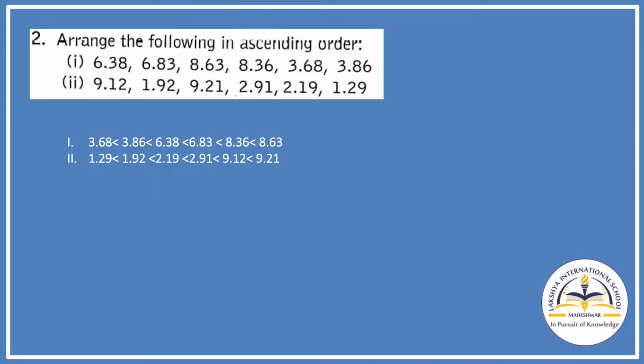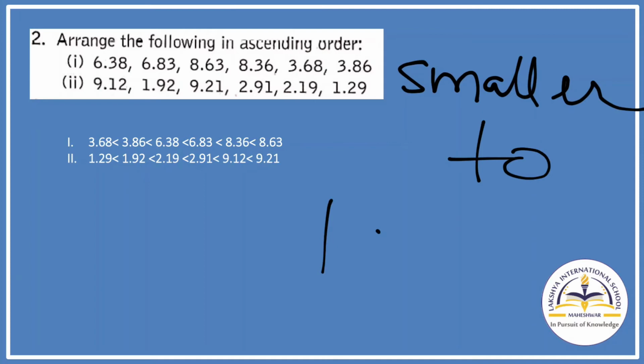Now question number 2. Arrange the following in ascending order. Now you have to arrange them in ascending order. Ascending order means from smaller value to larger value.